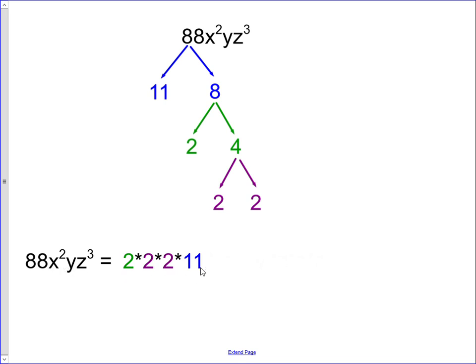So x to the second, we go ahead and write as x times x. For y, since there's only one y, we'd put times y. For z to the third, we would go ahead and expand it and say times z times z times z. When we prime factor an expression with variables in it, we usually leave it just in expanded form and don't use any exponents.